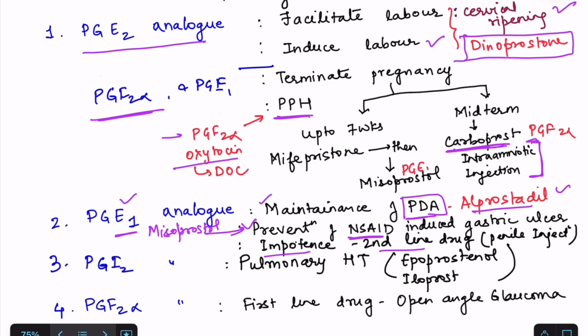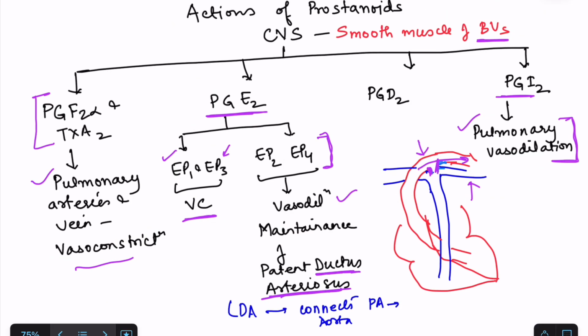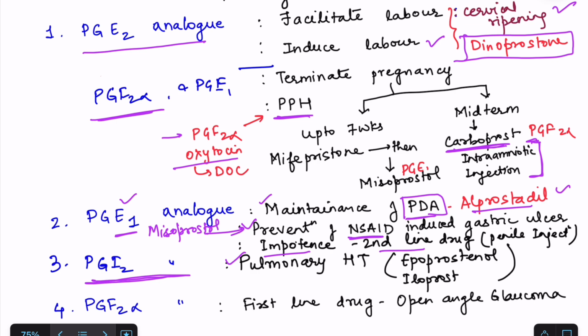Right? Then next use is the PGI2 analog for pulmonary hypertension. See, we have seen before that this PGI2 was causing pulmonary vasodilation. It is acting through inhibitory receptor and it is causing pulmonary vasodilation. So, in case of pulmonary hypertension, if we cause pulmonary vasodilation, it will relieve the hypertension. Okay. So, this prostaglandin I2 analog can be used for pulmonary hypertension and the drugs used are epoprostenol or iloprost. Iloprost can be inhaled. Okay. It can be inhaled. So, the I for I.